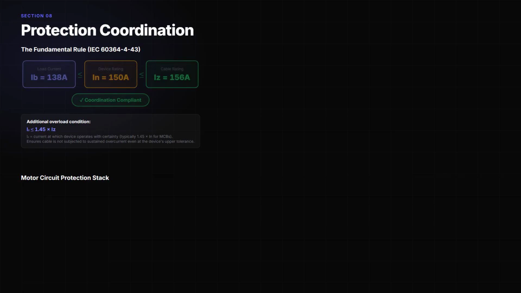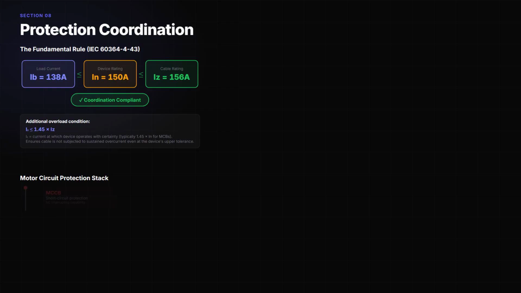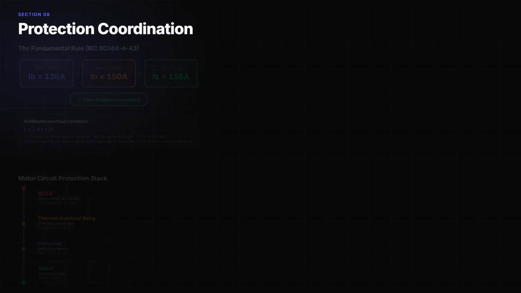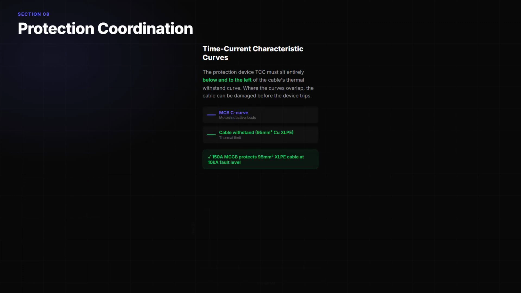area. Protection coordination ensures the protection device, cable, and load operate as a safe system. The fundamental rule from IEC 60364 states, the design current must be less than or equal to the protection device rating, which must be less than or equal to the cable's current carrying capacity. IB less than or equal to IN less than or equal to IZ. A protection device rated above the cable's ampacity defeats the thermal protection the cable needs. The cable can overheat before the device trips.